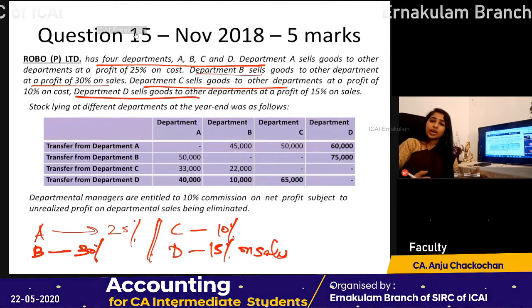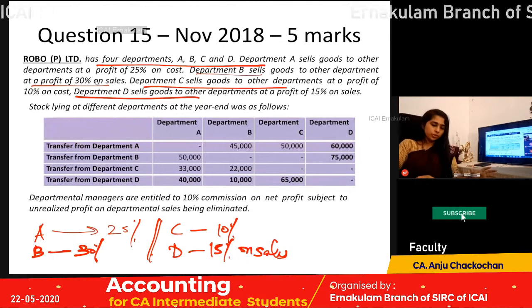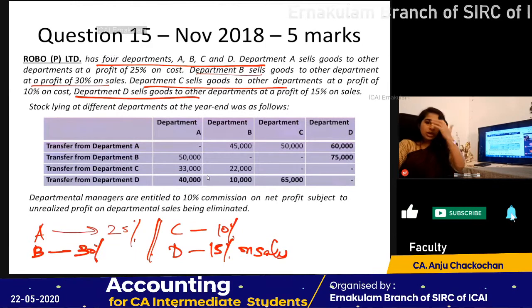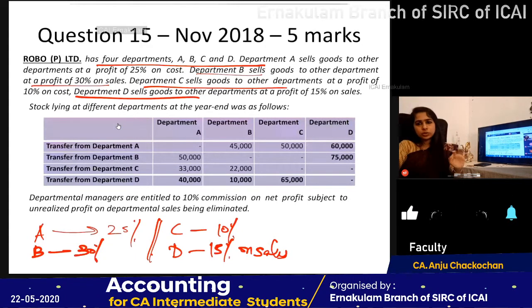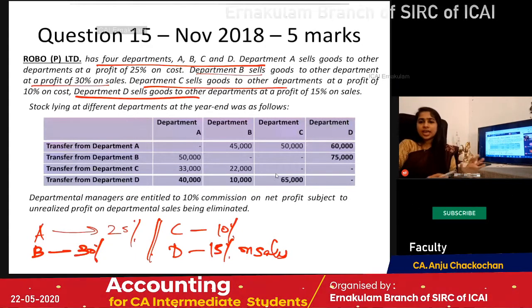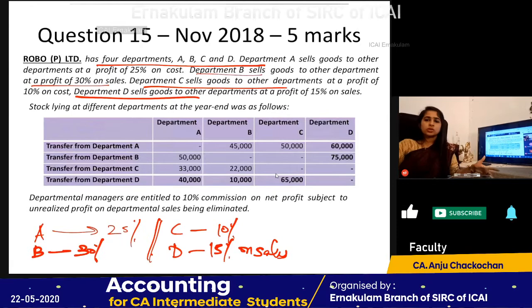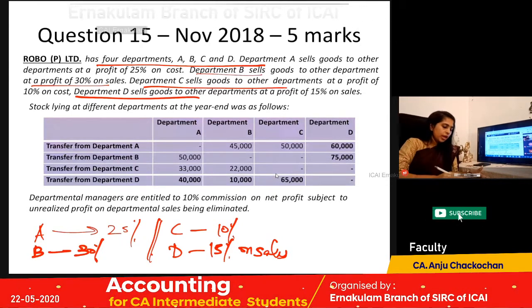So again we have seen a similar pattern question. And listen, this is a November 2018 attempt question which came for 5 marks. In every attempt you can expect about 5 to 10 marks, and at times it goes to 16 marks also. So this is it. 5 marks this was for departments at a profit of 15% on sales.